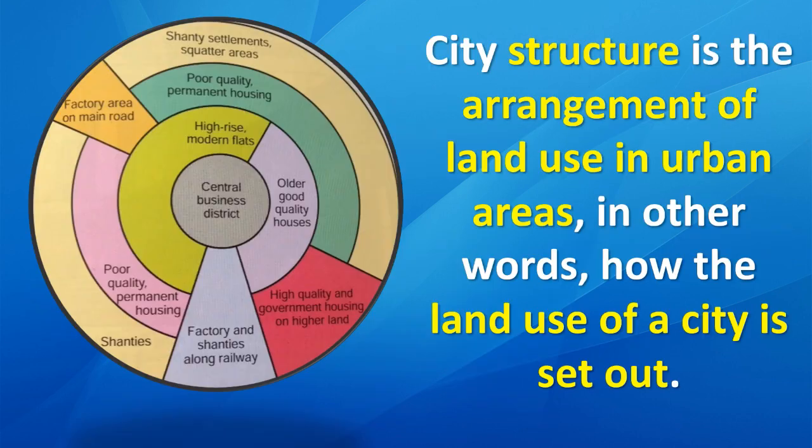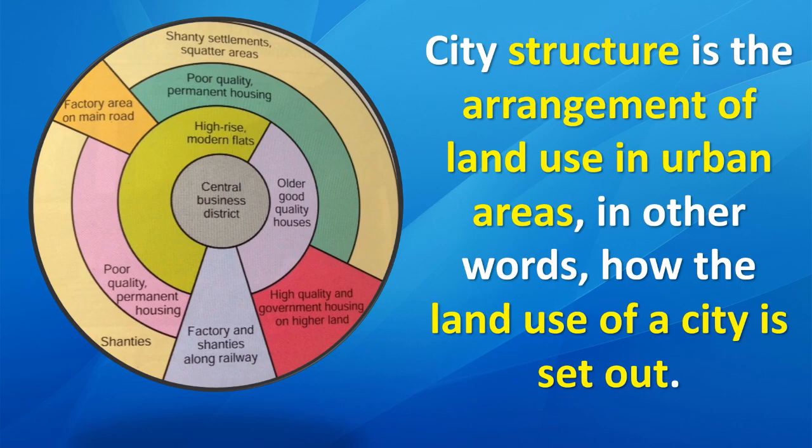Finally, city structure is the arrangement of land use in urban areas. In other words, how the land use of a city is set out. So if an area is doing really, really well, they'll probably have a very big central business district, they'll have good inner cities, and they'll have nice areas where they'll have housing, but there'll always be the problem of shanty town settlements and squatter areas where there are poor people, they're not being accommodated by the government, so they end up finding these makeshift homes.